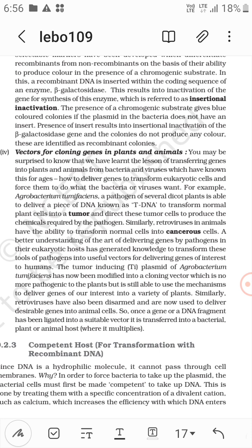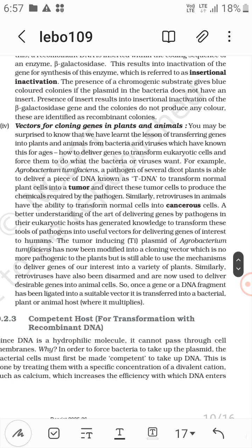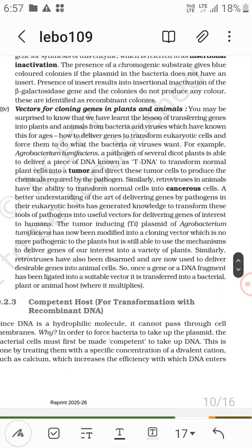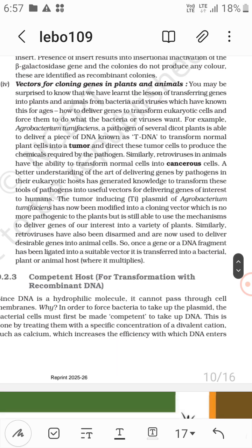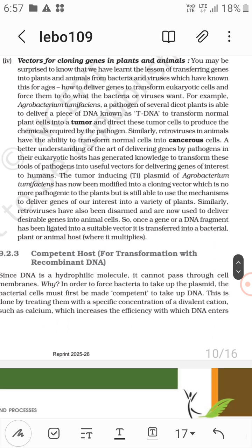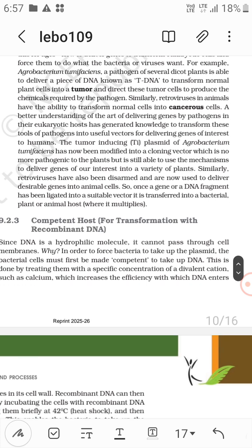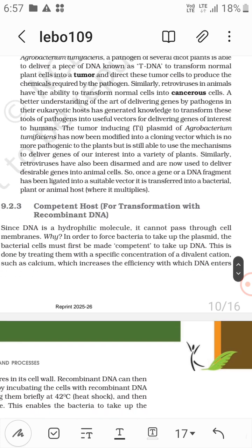Once a gene or DNA fragment has been ligated into a suitable vector, it is transferred into a bacterial, plant or animal host where it multiplies. The Ti plasmid, that is the tumor-inducing plasmid of Agrobacterium, has now been modified into a cloning vector which is no more pathogenic to plants, and likewise retroviruses in animals, so now they can multiply when we put them into the bacteria, plant or animal host.